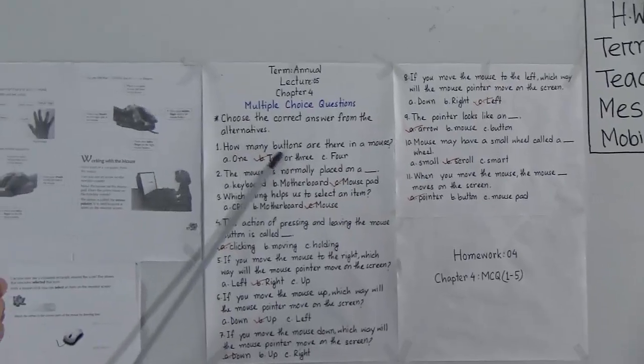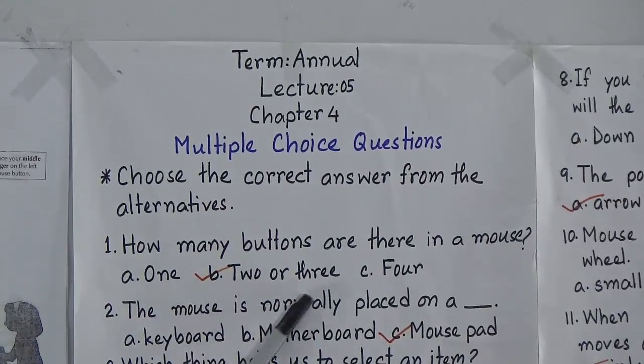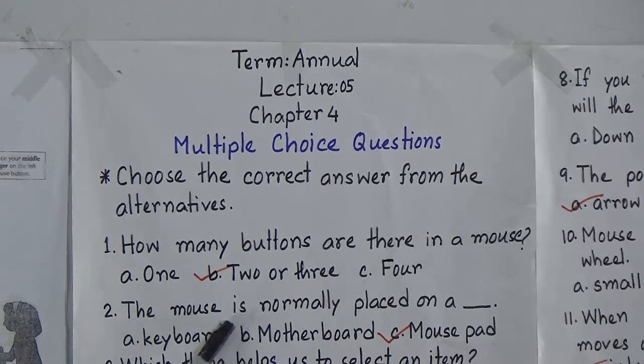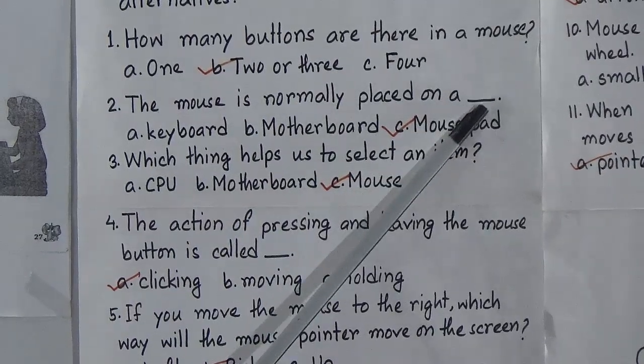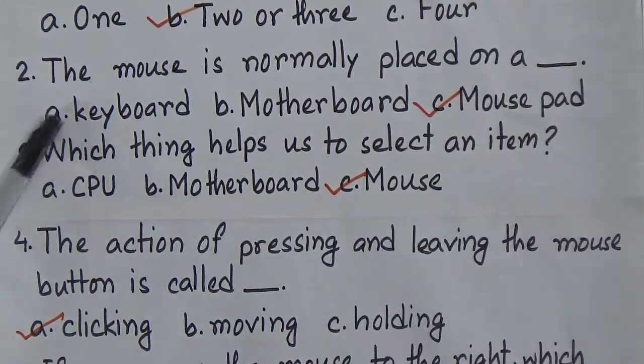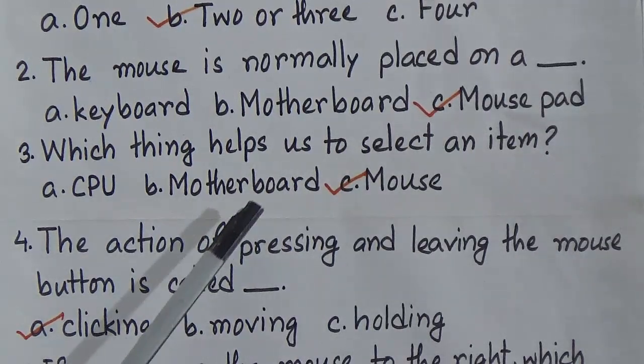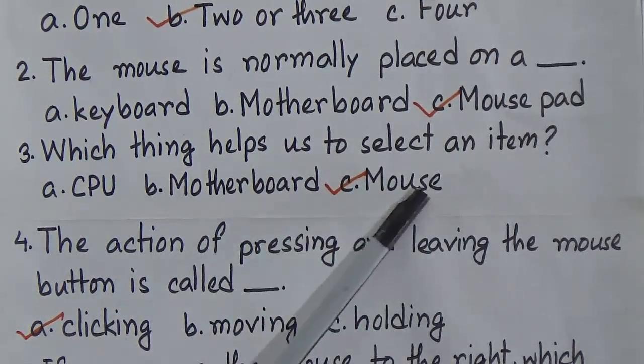Number 1, how many buttons are there in a mouse? Correct answer will be option B, 2 or 3. And number 2, the mouse is normally placed on a dash. And the correct answer is option C, mouse pad. Number 3, which thing helps us to select an item? The correct answer is option C, mouse.